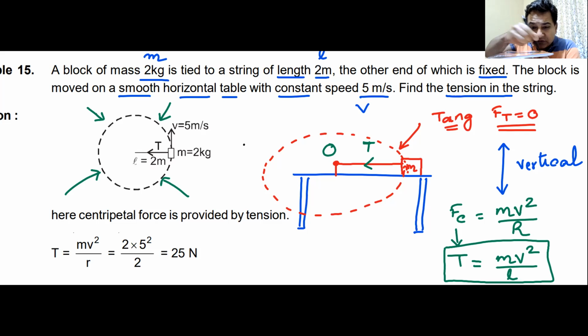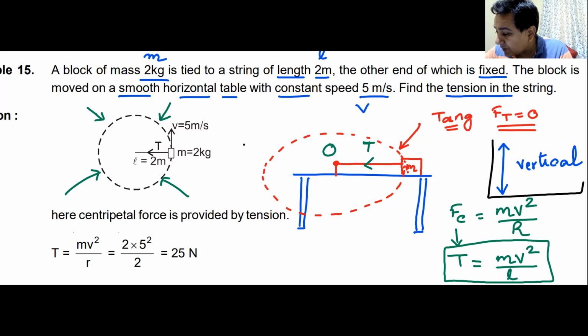There is also no force in the tangential direction, so it is zero. But the net force in the perpendicular direction should always be zero. Now, what is the perpendicular direction here? If you look closely, the vertical is the perpendicular direction here. The motion is happening on this plane, so this direction is the perpendicular direction.